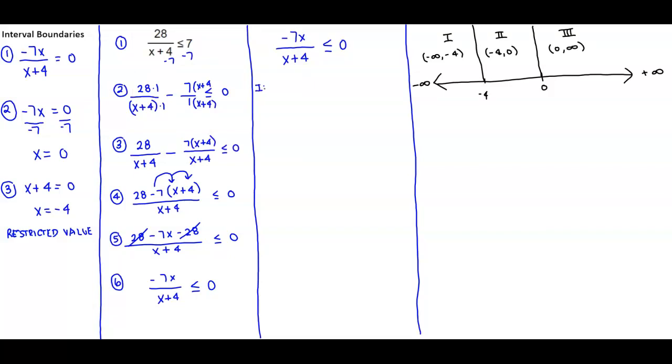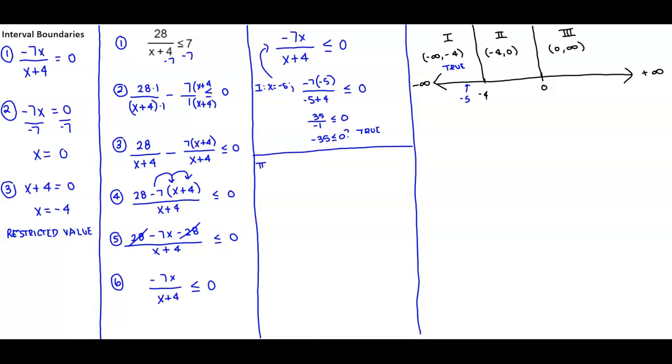For interval 1, we can choose negative 5. So x equals negative 5, and we plug it into the rational inequality. We have negative 7 times negative 5 divided by negative 5 plus 4. We want to see if that's less than or equal to 0. Negative 7 times negative 5 is positive 35. Negative 5 plus 4 is negative 1. 35 divided by negative 1 is negative 35. And is that less than or equal to 0? Well, that is true. So it's true for interval 1.